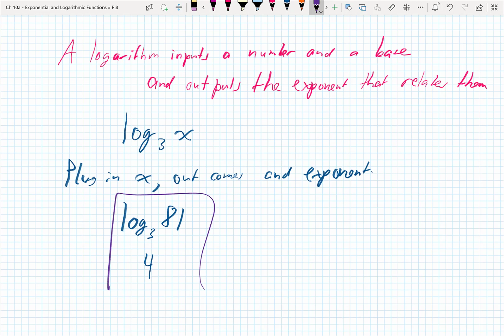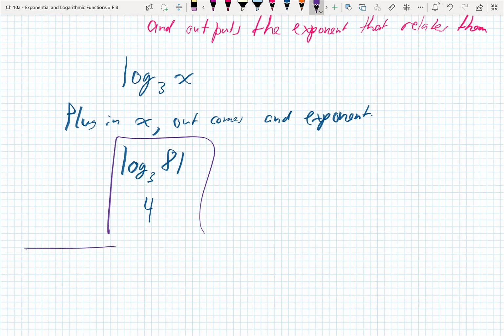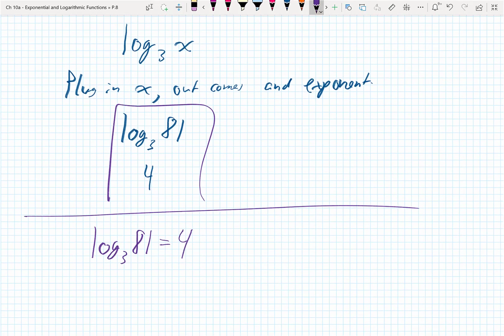Log base 3 of 81 is 4. In fact, we're going to work a little bit on writing them. If I write an equation, the log base 3 of 81 is 4, this is called logarithmic form because it's a form that relates the numbers. Can I write those 3 numbers in a different way that relates them in the same way?